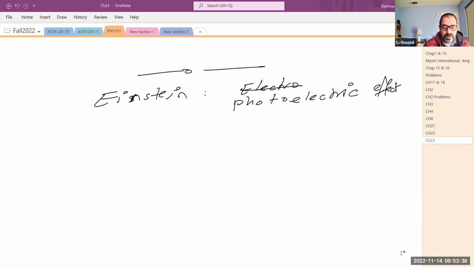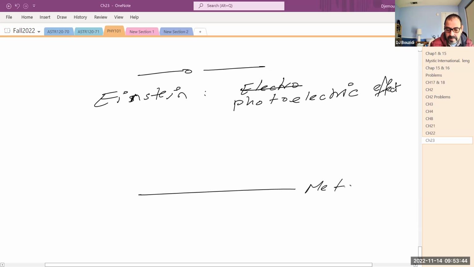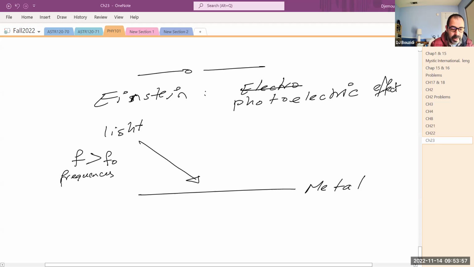Okay. So again, the photoelectric effect was a known effect at that time, and people didn't understand it. So if you have a mirror in here, and you shine light to it, and if the frequency of the light exceeds a certain threshold, so the frequency has to be high enough.